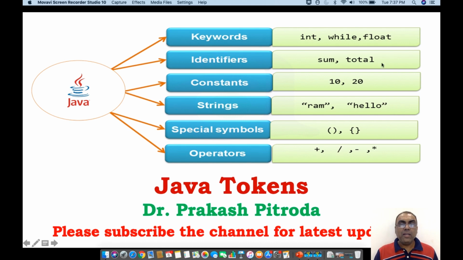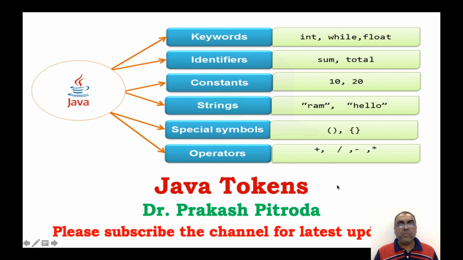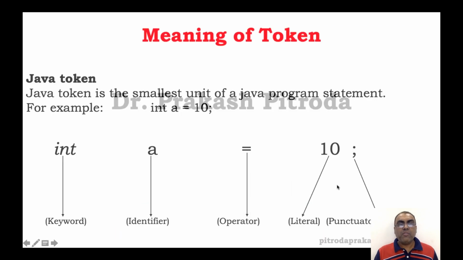Let us revise very quickly what we've understood. A Java token is the smallest unit of a Java program statement. We've taken an example, say int a = 10, and you've seen int is a keyword, a reserved word supplied by Java, which has a special meaning. Identifiers are the memory locations, the addresses where the data items are stored. We have seen literals, which are the data items useful for further processing.